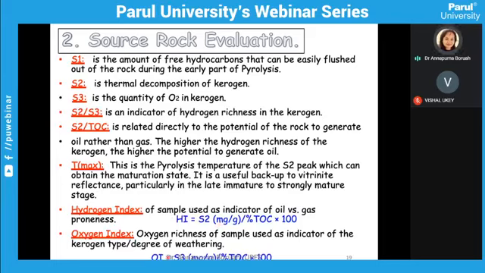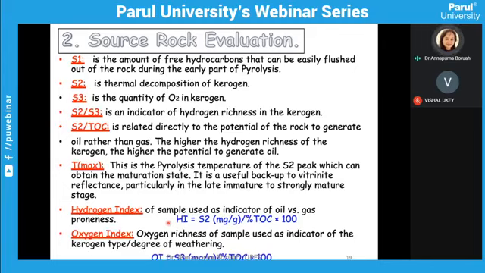So this is the formula to calculate hydrogen index, and this is the formula for oxygen index. Now how will we utilize these parameters? Based on hydrogen index and oxygen index we can identify what type of hydrocarbon will be produced from the shale. It will produce oil or gas, and we can find that out from the hydrogen index and oxygen index ratios. All of you know the components of hydrocarbon, hydrogen and carbon, and based on the hydrogen atoms you will get oil or gas.